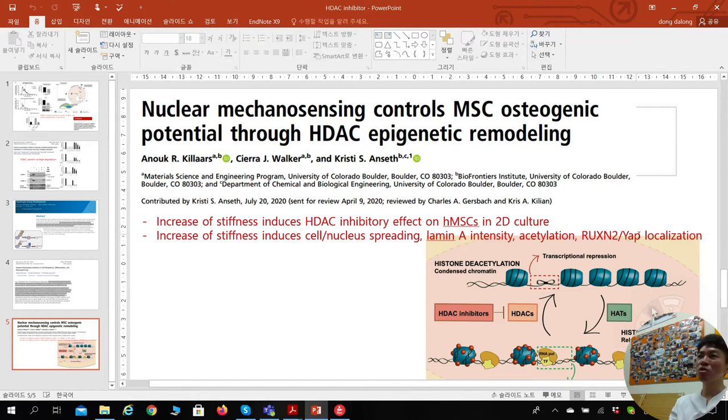Actually, these other things are very well known, but in this article, they correlate this increase of stiffness and acetylation. Because lamin intensity, cell nucleus spreading, and YAP localization have been very well known from the last 5 years. So let's look at it in detail.